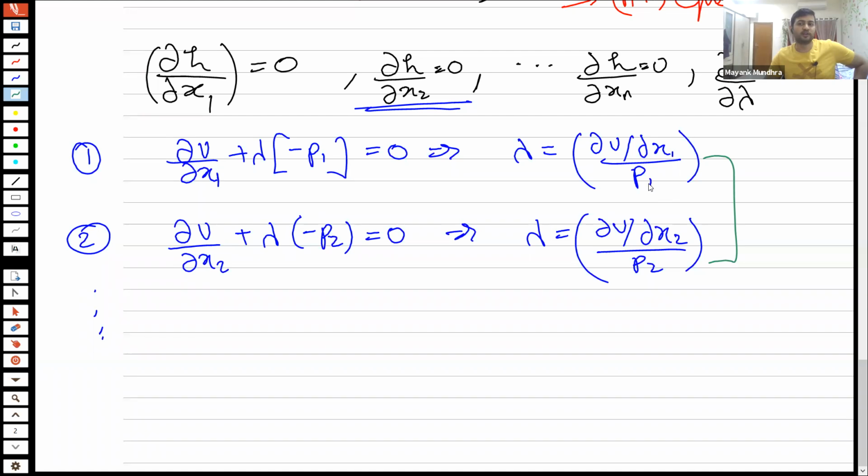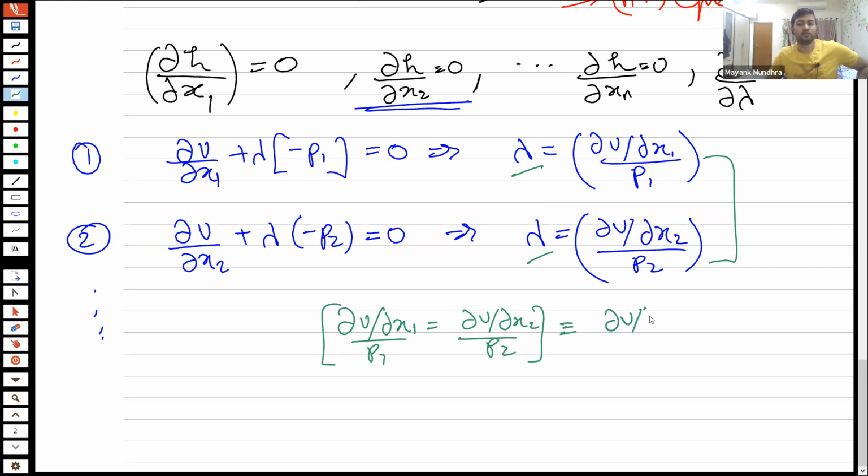These two equations give me that the left-hand sides are the same, so the right-hand sides need to be the same. So what I'll get is del u by del x1 by p1 equals del u by del x2 by p2, which can be equivalently written as del u by del x1 by del u by del x2 equals p1 by p2, which is nothing but the MRS of goods 1 and 2 equals the price ratio of goods 1 and 2.